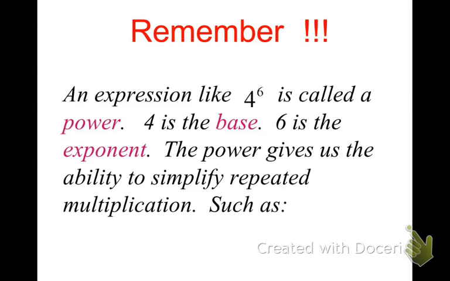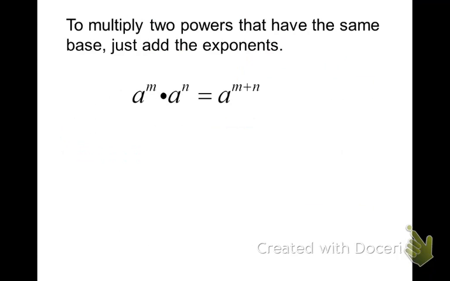Alright, so an expression like 4 to the 6th power is a power, and the 4 part is the base, the 6 part is the exponent. And so when we have an expression like 4 to the 6th power, that's like taking 4 and multiplying it by itself 6 times. That's how exponents work.